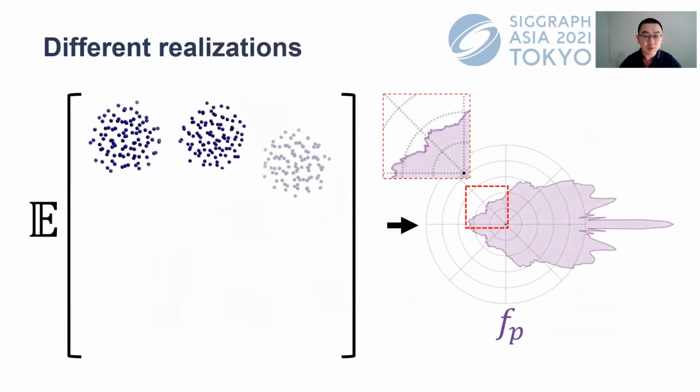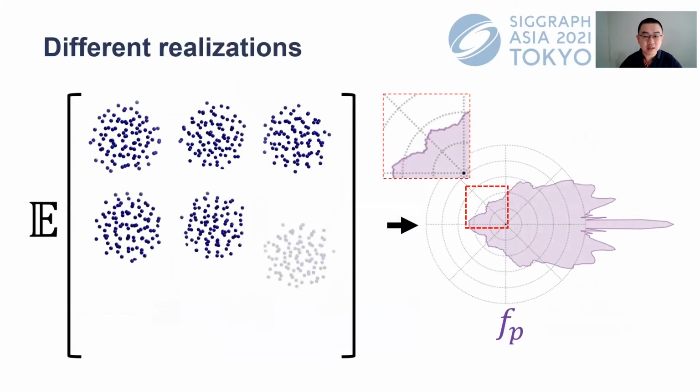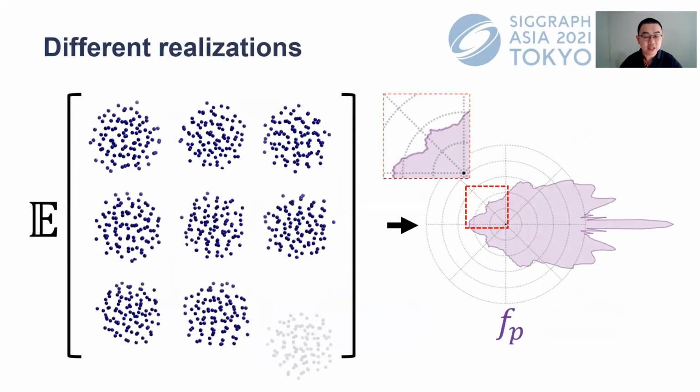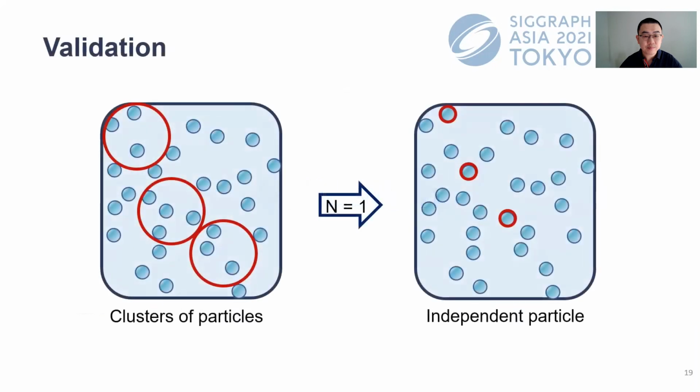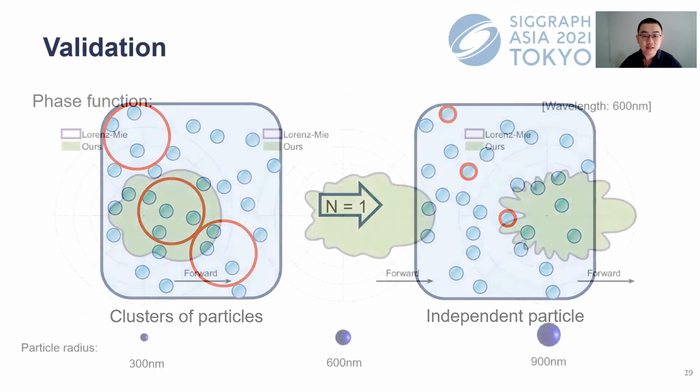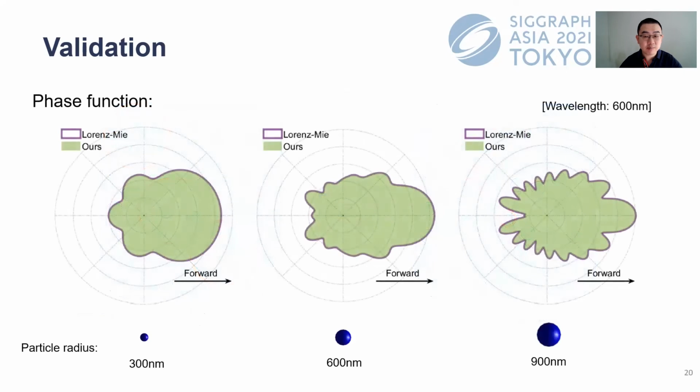Here we show an example with different realizations of the same medium and their averaged correlated phase function. Next, we first validate our technique by comparing backscattering parameters computed with our method and the Lorentz mean theory. Note that if each cluster only contains one particle, our method reduces to the previous independent scattering method. To verify this, we compared our results with Lorentz mean theory.